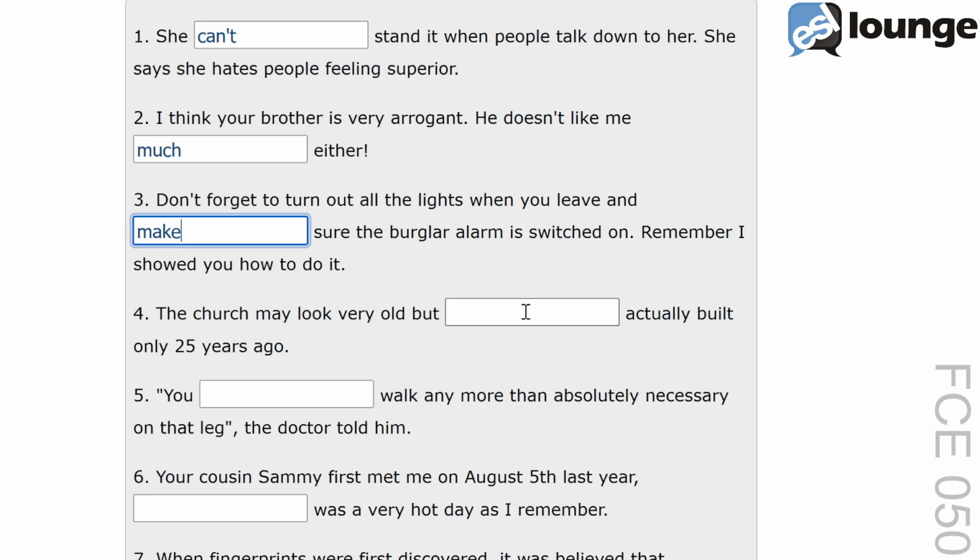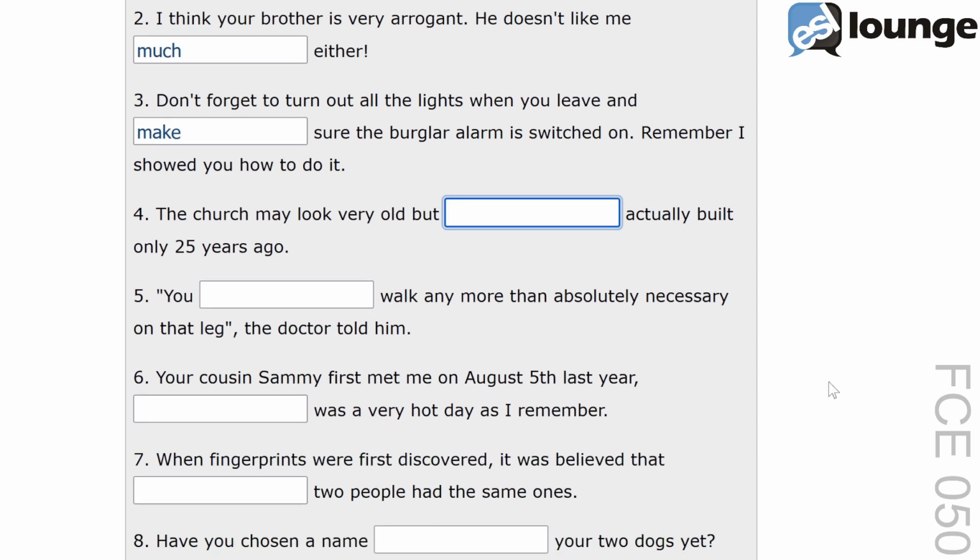Here's question 4. The church may look very old, but blank actually built only 25 years ago. The correct answer is was. Was built is used in the passive voice to indicate when something was constructed. For example, the house was built in 1900. Another example is, this huge bridge was built last year.